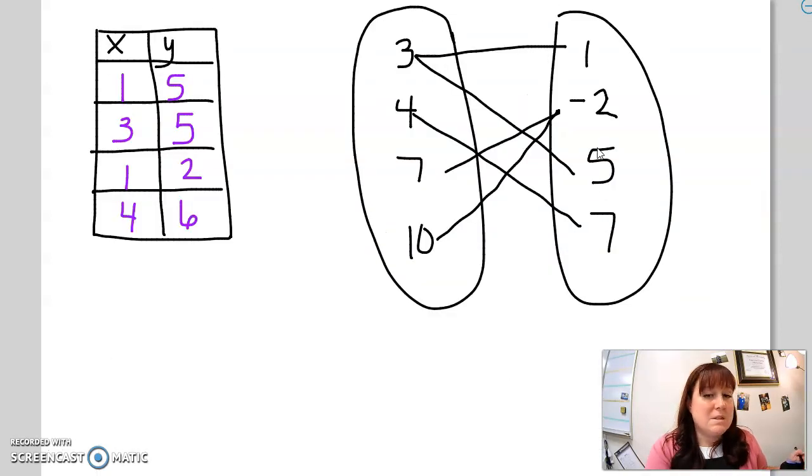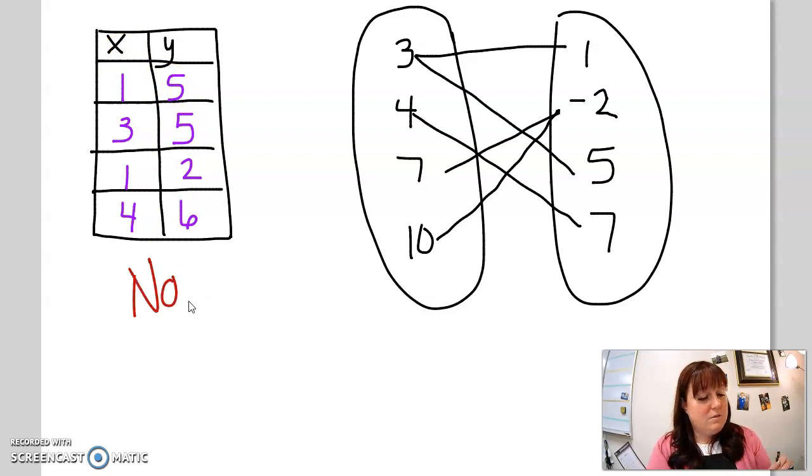Okay? But sometimes you're not going to have a graph. You're actually going to have a table, or you're going to have one of these charts, right? This is the input and this is the output. So let's figure out how we can figure out if this is a function. Well, if I put in 1, I get out 5. If I put in 3, I get out 5. If I put in 1, I get out 2. And if I put in 4, I get out 6. So for every x, is there just one y? Well, if I put in 1, I might get out 5, or I might get out 2. So if I put 1 into my toaster, I could get 2 different options, so this one is not a function. Not a function. Okay?